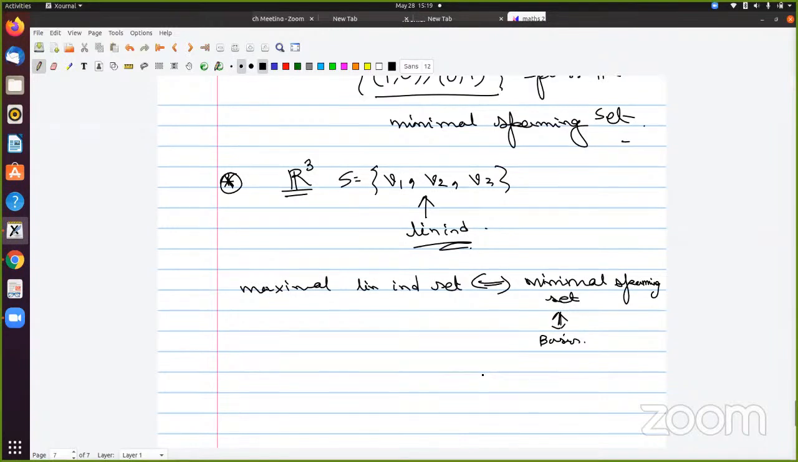Do you have to check whether it is spanning R5 or not? No. In R5, we are given 5 vectors, so it must be. So only the linear independence check is enough.